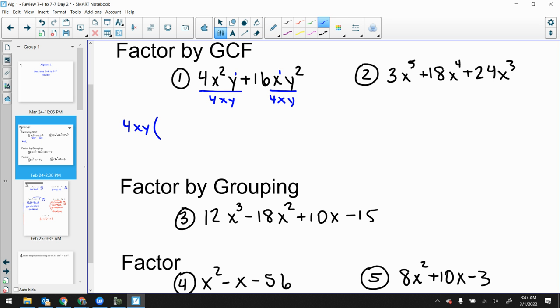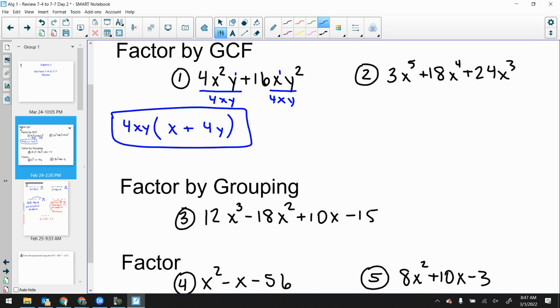So 4 divided by 4 cancels. X squared over x turns into just x. The y over y cancels. 16 over 4 turns into 4. X over x cancels. Y squared over y just turns into y. There is my answer.